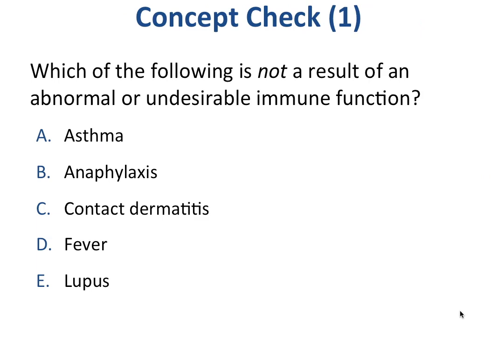Let's work on this question. Which of the following is not a result of abnormal or undesired immune function? I give you 5 seconds. We can see A, B, C, D. All of these are abnormal immune responses or functions. So D is the correct answer, because D is a normal body defense regulator.